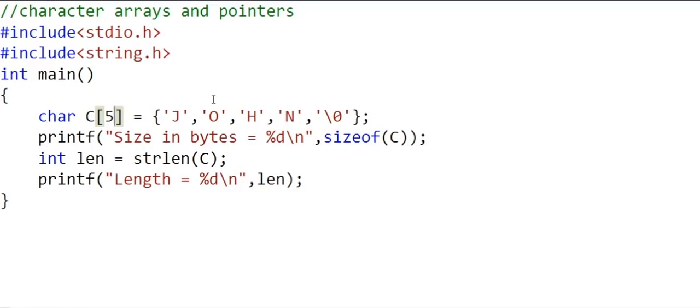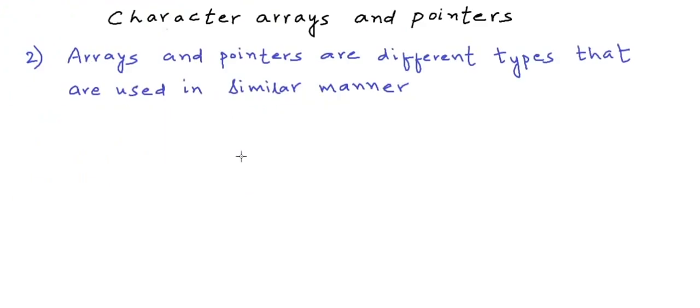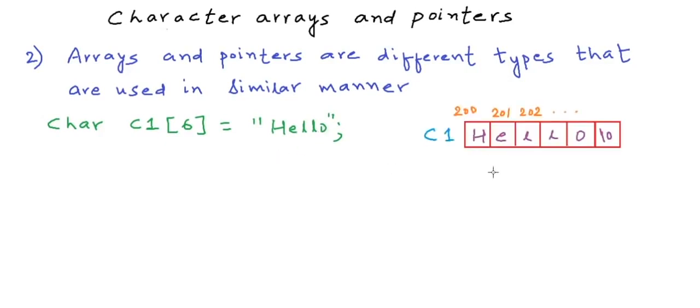The next thing that we need to understand is that arrays and pointers are different types that are used in a similar manner. Now what does it really mean? Let's say we declare a character array C1 of size 6 and initialize it with this string literal, and let's say this is how it gets stored in memory. An array is stored in one contiguous block of memory. So let's say the first character is at address 200. One character is of size 1 byte, so the next character will be at address 201 and the next will be at 202 and so on.